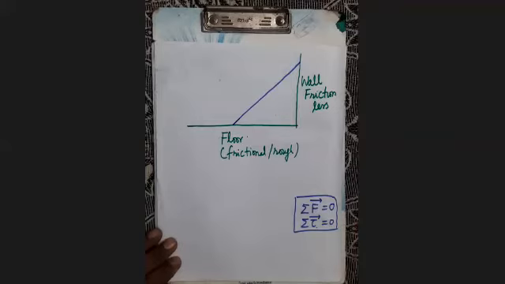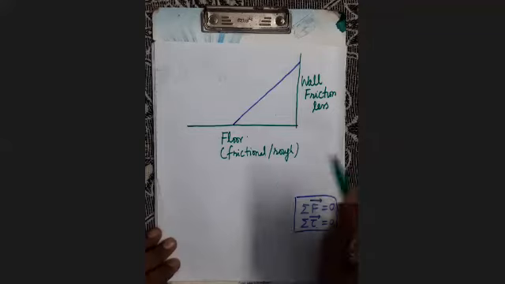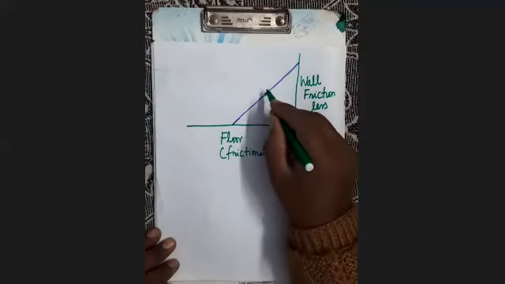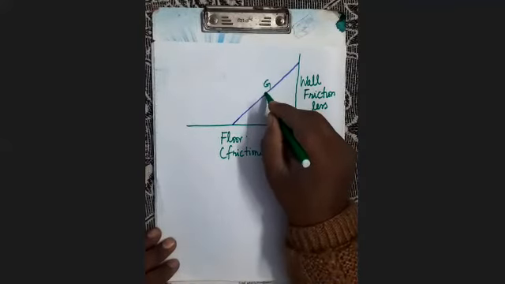So see here, how many forces are acting on the body? One will be its weight, acting vertically downward from the center of gravity.